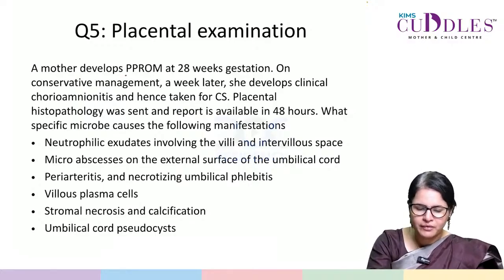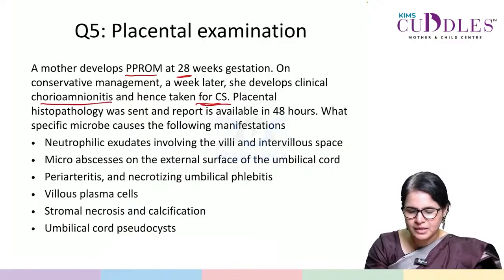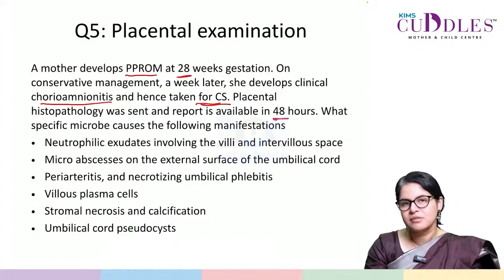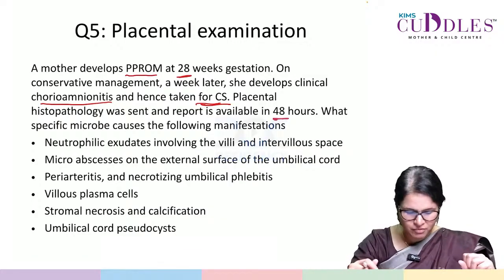This next question is going to be on placental examination or findings. There is a mother who developed PPROM at 28 weeks, and a week later she develops clinical chorioamnionitis and hence is taken for cesarean section. Placental histopathology was sent and the report is available in 48 hours. So what is the specific microbe that causes the following manifestations? There are some specific parameters and we are going to discuss where we see these specific changes.